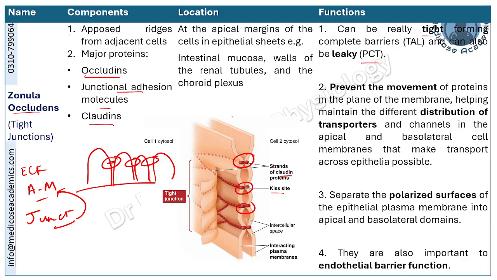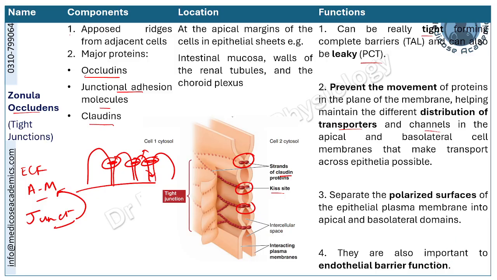For example, found at the apical surface of the epithelial cells, the transmembrane proteins and the peripheral proteins in the basal end and the apical end will be separated, and these zonula occludens will not allow any intermingling of these two. So they help in the maintenance of the distribution of the transmembrane proteins like the transporters and channel proteins between the apical and the basolateral surface. They separate the polarized surfaces of the plasma membrane into the apical and basolateral domains.